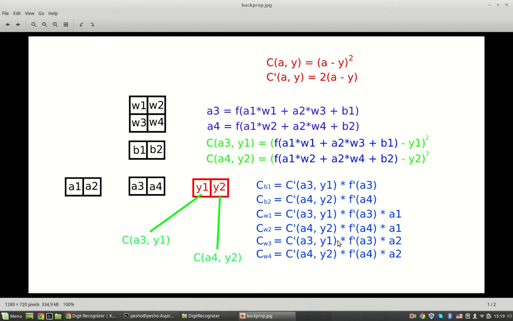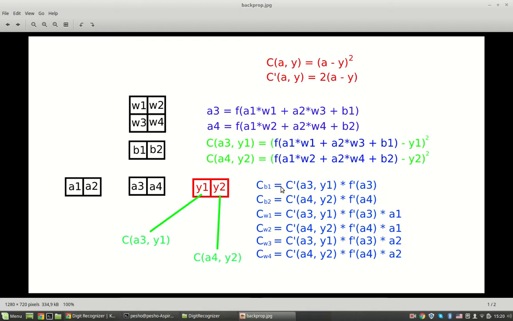So now we're going to see how to find the partial derivatives with respect to the biases and the partial derivatives with respect to the weights. So let's start with B1. We want to see what's on the outermost layer. That's the cost function, okay? Something here squared. So it's actually the cost function taken with A3 and Y1 squared. So just the cost function.